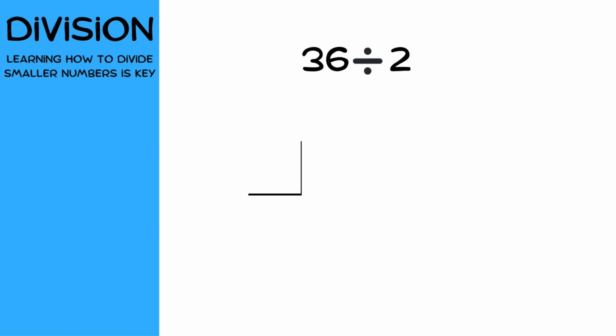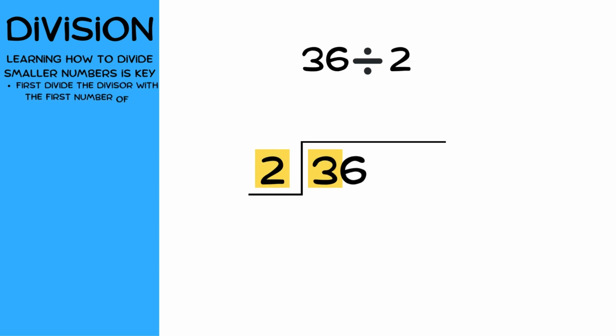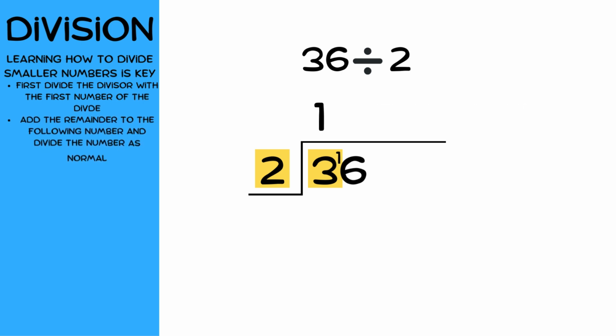Finally, when asked to divide two numbers, the first thing we need to understand is how to divide smaller numbers. If we wanted to divide 36 by 2, we first divide 3 by 2, which will give us 1 remainder 1, then we add the remainder to the 6, giving us 16. Then we divide that by 2, giving us 8. And therefore, our final answer is 18.